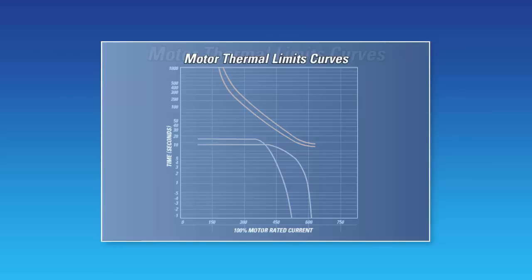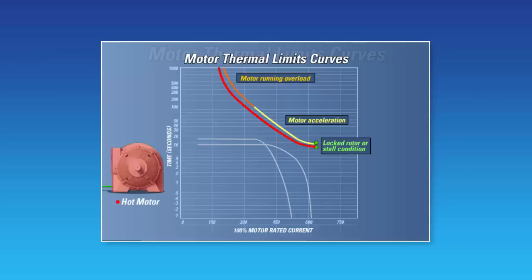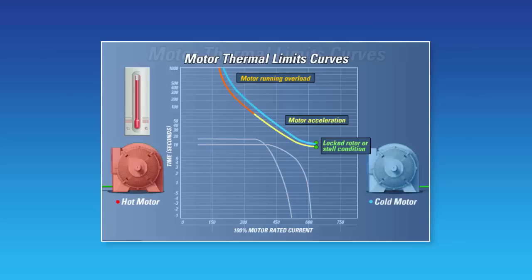Motor thermal limits curves. The motor thermal limits curves consist of three distinct segments which are based on the three running conditions of the motor: the locked rotor or stall condition, motor acceleration, and motor running overload. Ideally, curves have been provided for both a hot and cold motor. A hot motor is defined as one that has been running for a period of time at full load, such that the stator and rotor temperatures have settled at their rated temperatures. Conversely, a cold motor is defined as a motor that has been stopped for a period of time such that the rotor and stator temperatures have settled at ambient temperature.